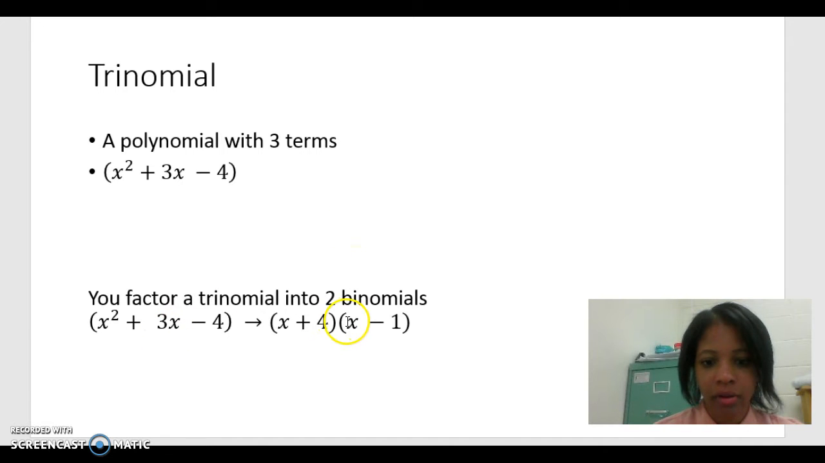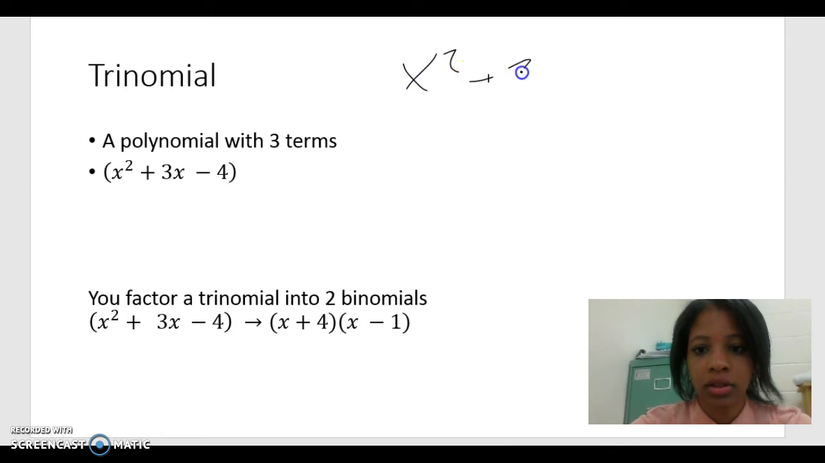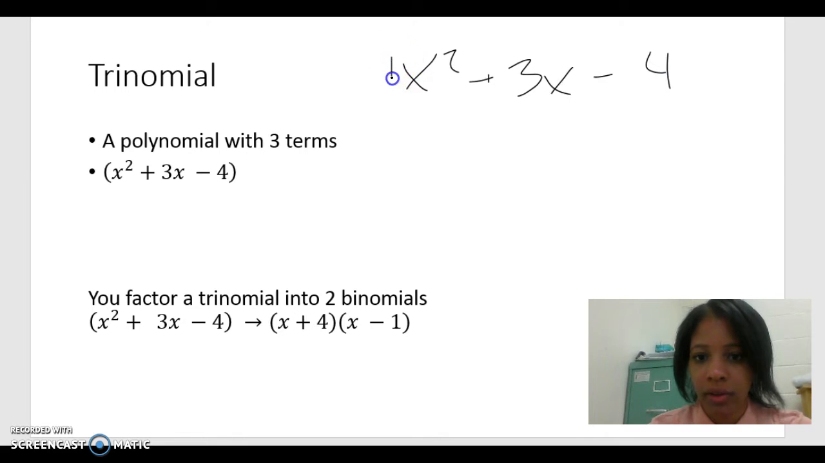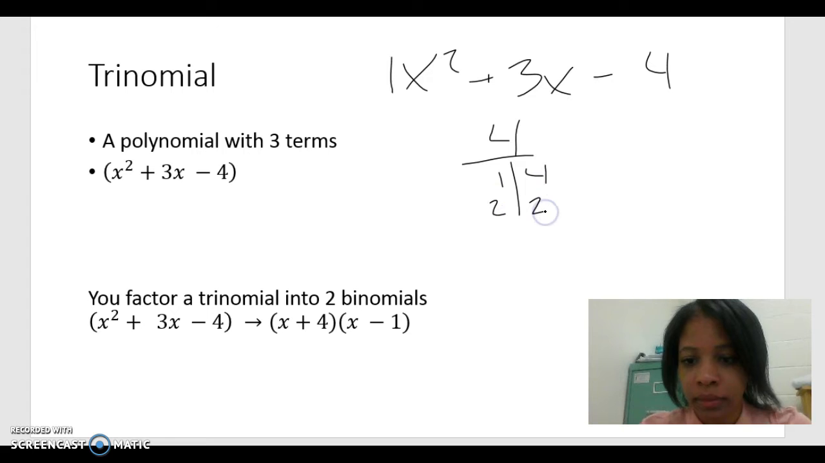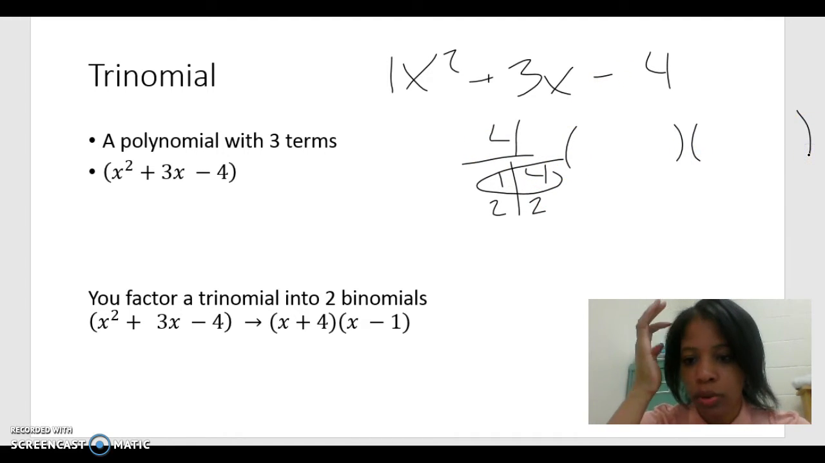I'll show you how this happens quickly, and then I'll go through and explain. So if I have x squared plus 3x minus 4, when I'm factoring this, there's a 1 right here that we can't really see. So I'm going to multiply this 1 and this 4 together, which gives me 4. Then I find the factors of 4. I know that's 1 and 4, and 2 and 2. I need the factors that subtract to give me 3. So 1 and 4 subtract to give me 3. So I'm going to make two sets of parentheses. These are going to be my two binomials.